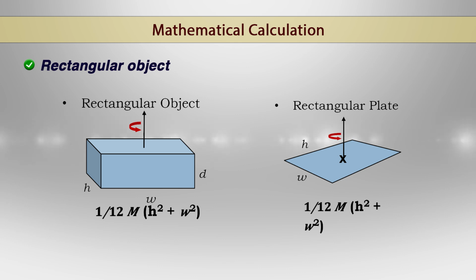Similarly, we can calculate for the rectangular object. As we can see, there are two figures, one representing a rectangular object and the other representing a rectangular plate. But here we see in both the cases the moment of inertia is the same, that is 1/12 of mass times height square plus width square. This result is independent of the thickness of the plate. We will get the same result for a stack of plates of total mass m. Also, the same result is obtained for a solid rectangular block of the same dimensions.